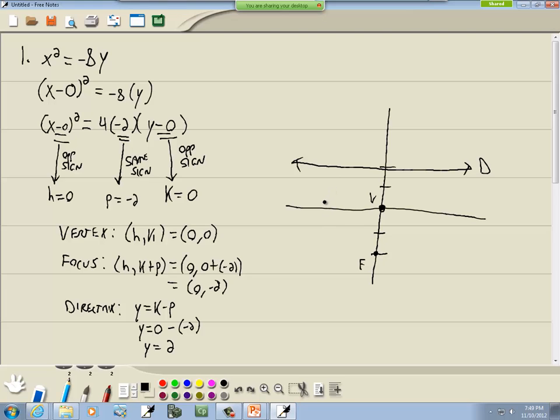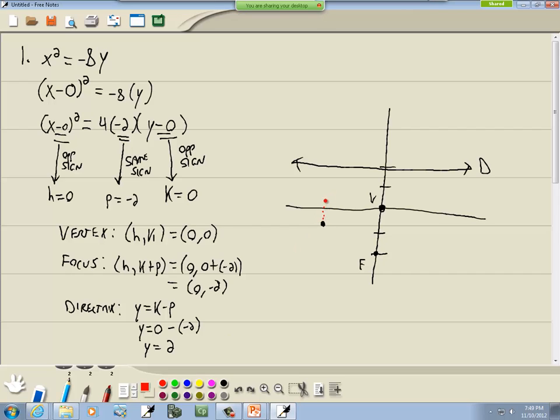Look where my point is right here. Look at the distance from my point to the directrix and my distance from the point to the focus. They have to be the same. Obviously they're not. So let me scoot my point out a little bit. Maybe about right there. Now look at the distance between my point and the directrix and point and the focus. It looks about the same, doesn't it?